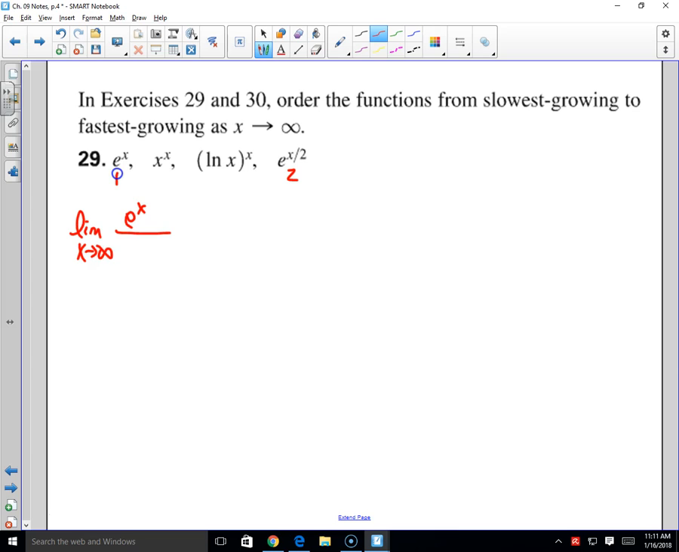How could I rewrite e to the x over e to the 1/2 x to make it a little easier, just in case? E to the 1/2 x. That works. You could also do e to the x minus e to the 1/2 x. So I do the limit as x goes to infinity of e to the 1x minus 1/2 x. When you're dividing, you subtract the exponents. So then that's going to be infinity, right?